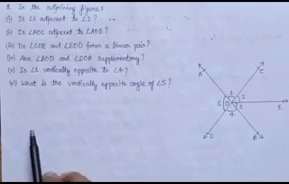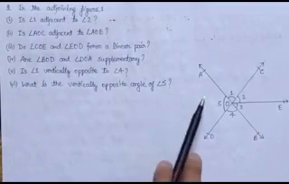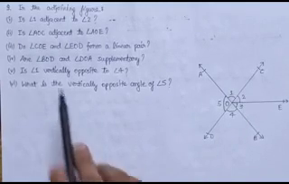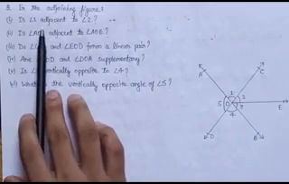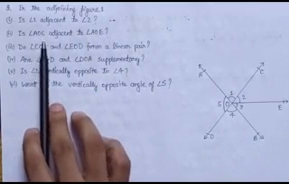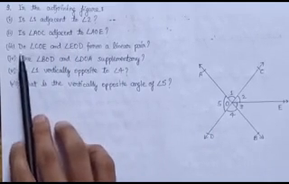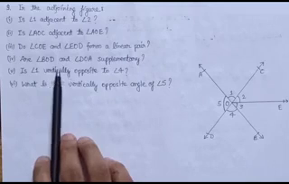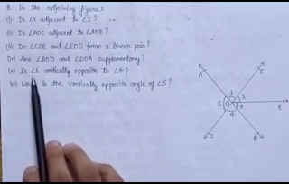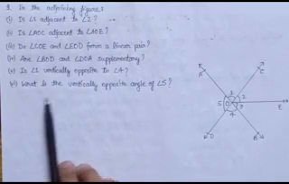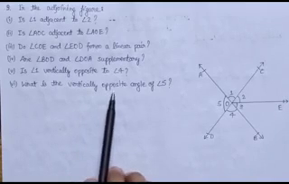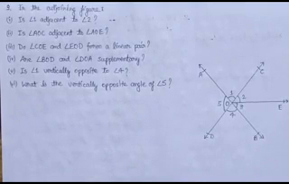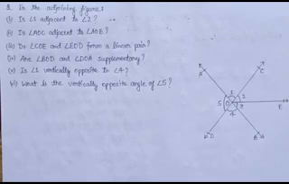Now in the next question we have given, in the adjoining figure, as you can see, this is the given figure. While observing this figure, we have to answer these questions. Is angle 1 adjacent to angle 2? Is angle AOC adjacent to angle AOE? Do angle COE and EOD form a linear pair? Are angle BOD and angle DOA supplementary? Is angle 1 vertically opposite to angle 4? And the last one is, what is the vertically opposite angle of angle 5? So let us solve each of these questions one by one.